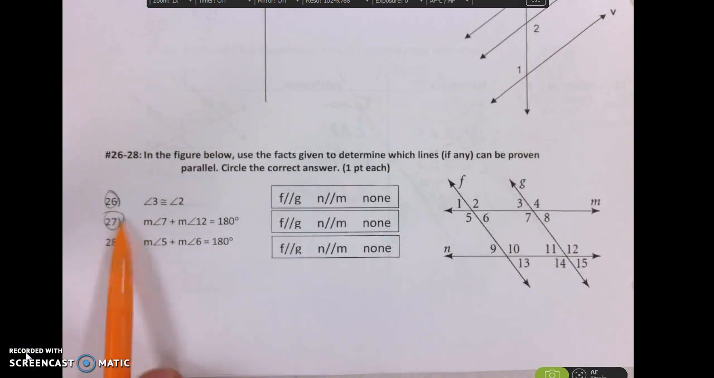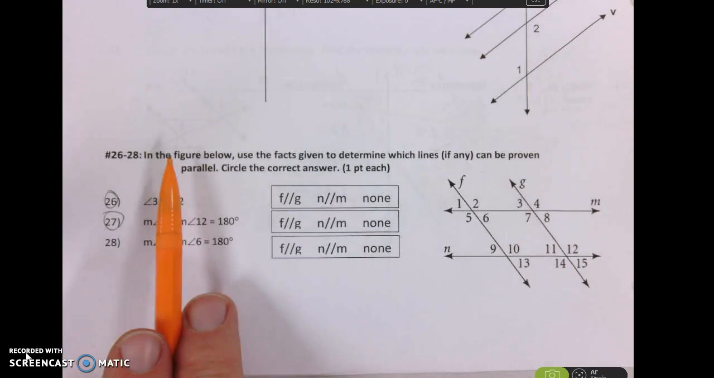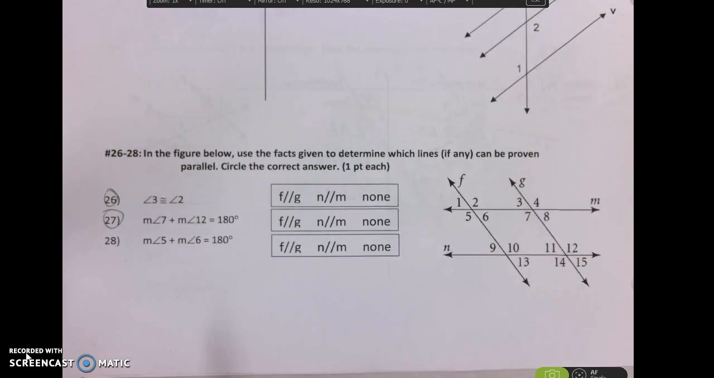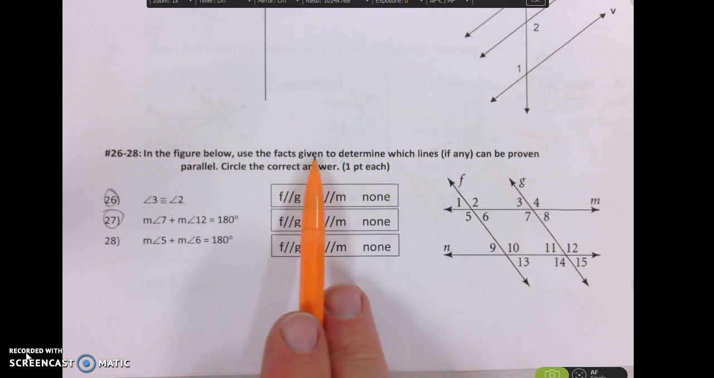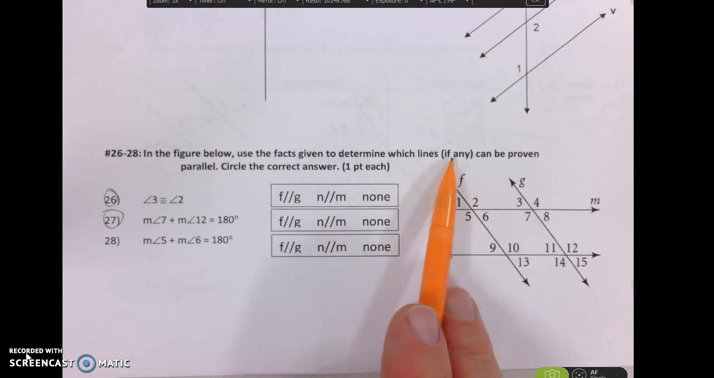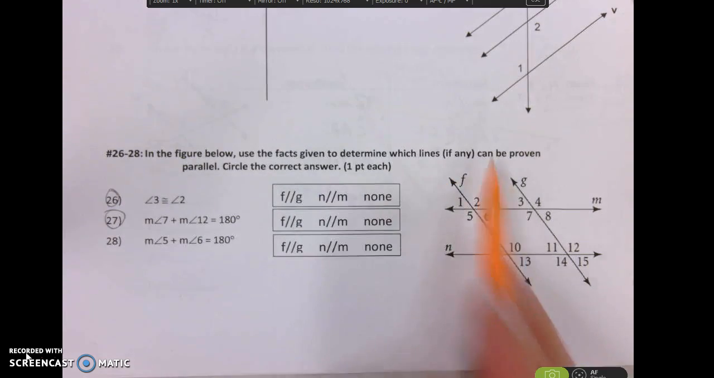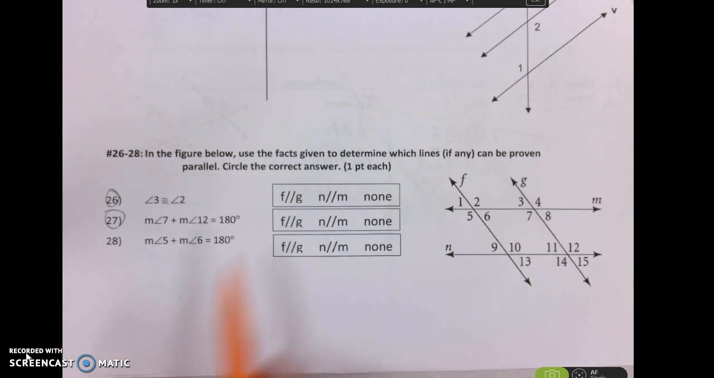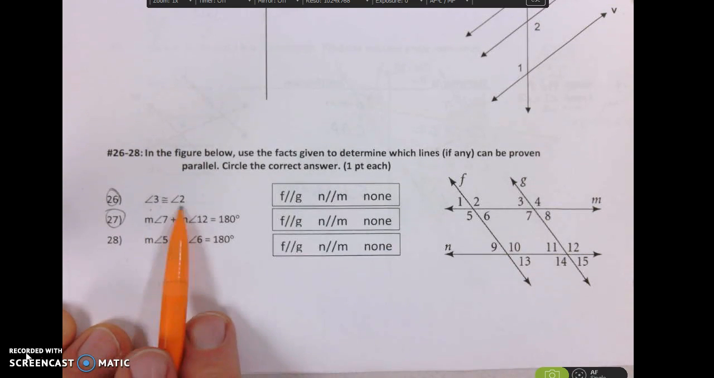Now for number 26, 27, and 28, the directions are a little bit confusing. They look a little different. And actually the same kind of problems are going to be on the test, so make sure you pay attention to the directions. It says, in the figure below, use the facts given to determine which lines can be proven parallel. So which ones, F and G or M and N, that can be proven parallel? Circle the correct answer.